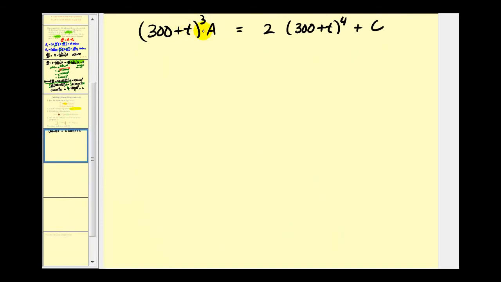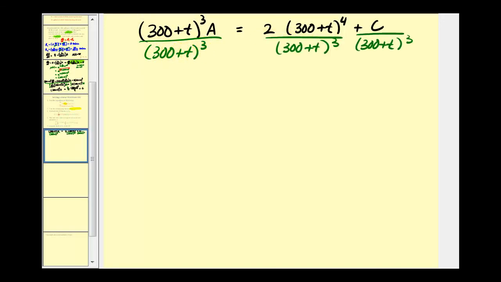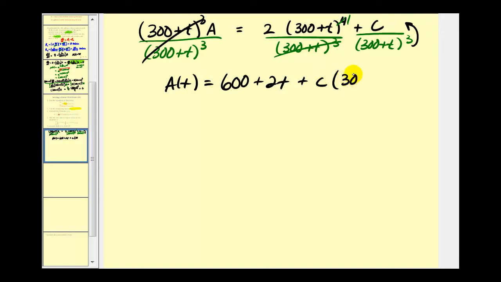Now to solve for a, we'll divide by this quantity here. So on the left side, this simplifies to a, or a of t. On the right side, notice how all of this simplifies to just one factor of 300 plus t. We'll go ahead and distribute the 2. That would give us 600 plus 2t, plus here we'll go ahead and move this up into the numerator, which would change the sign of the exponent. So we'd have c times 300 plus t to the negative third. This would be the general solution to our differential equation.